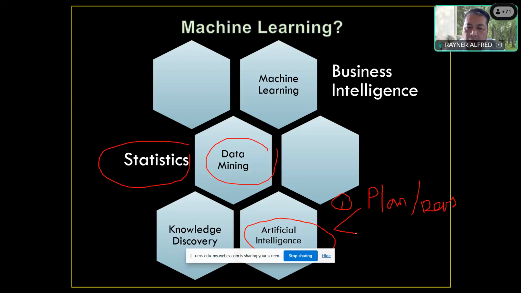Second one, what makes us intelligent? Since you know how to plan and reason, you need to be able to express yourself, right? So that is what we call natural language processing, which we use to express our thoughts. So this is what we call NLP.